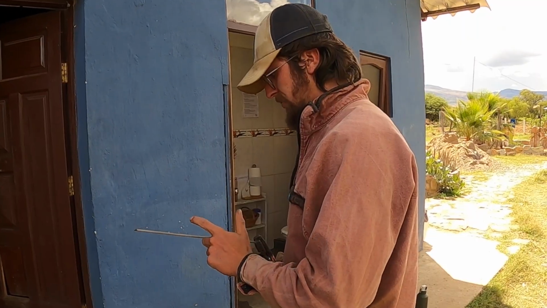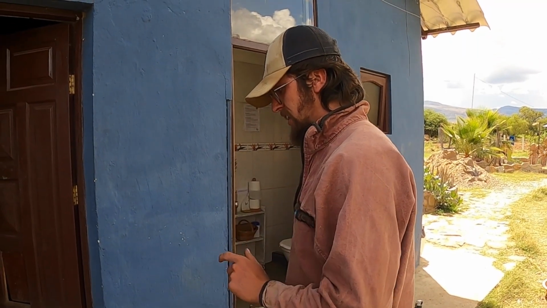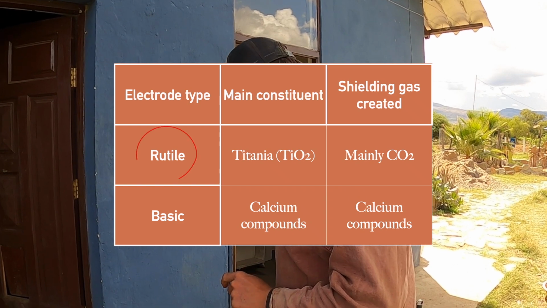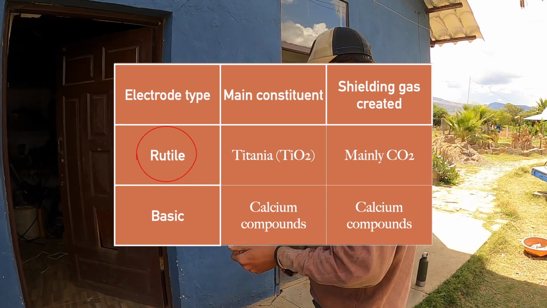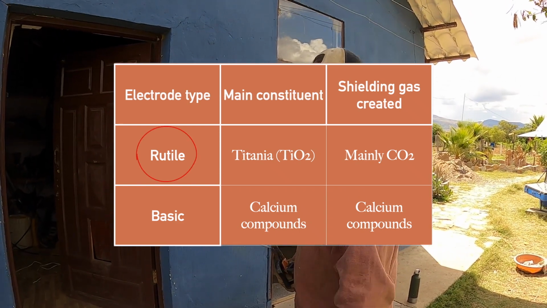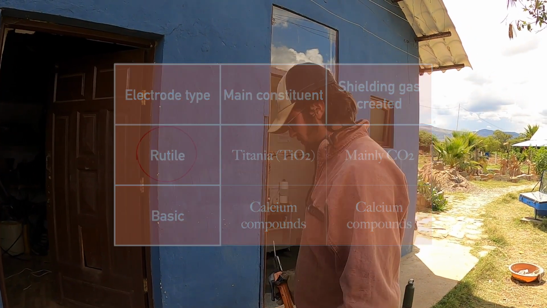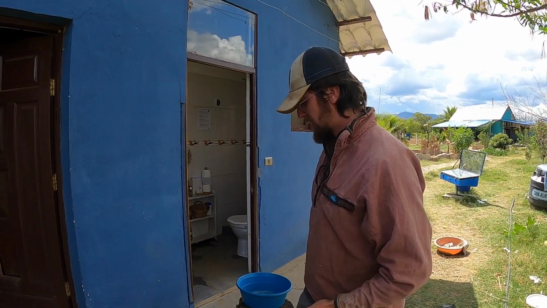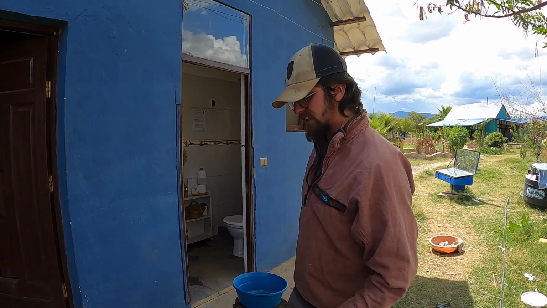There are two kinds of electrode, the rutile and the basic. We work with the rutile. The basic are more polyvalent but more expensive, and the rutile is quite good for what we do. To weld is really easy.